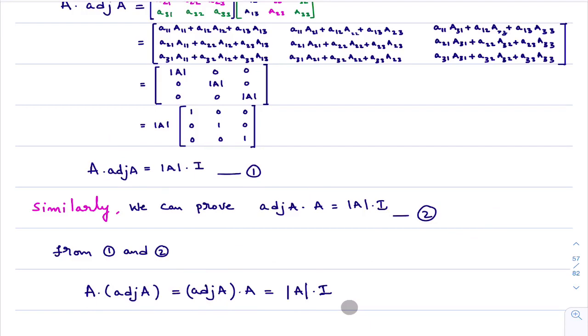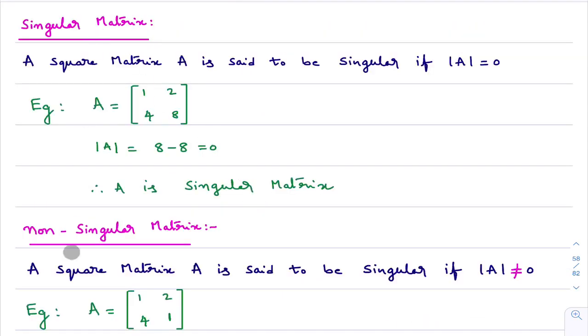This is one of the important results we use frequently while doing objective bits. Now we will move to the next definition. Singular matrix, non-singular matrix. A square matrix A is said to be singular if the determinant of that matrix is 0. A square matrix A is said to be singular if det A is 0.